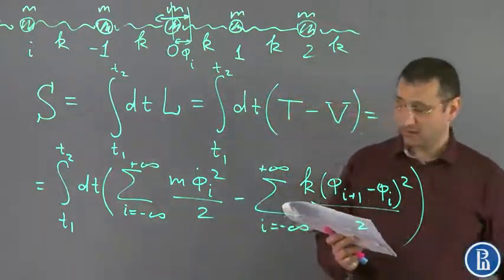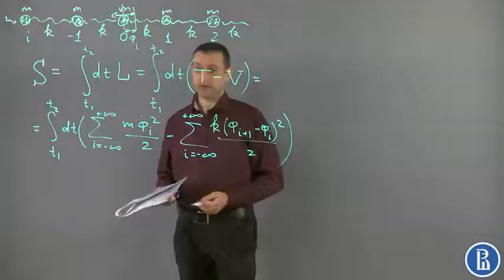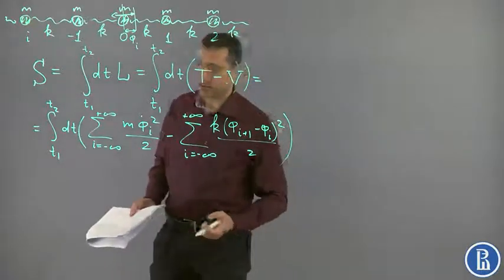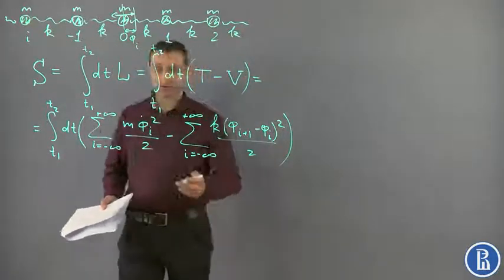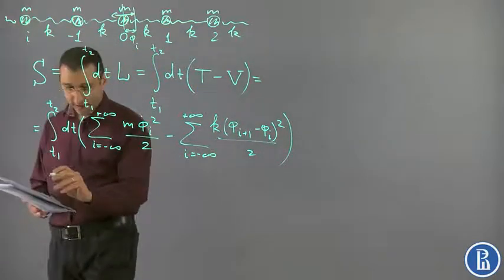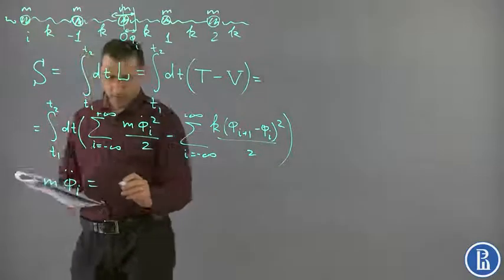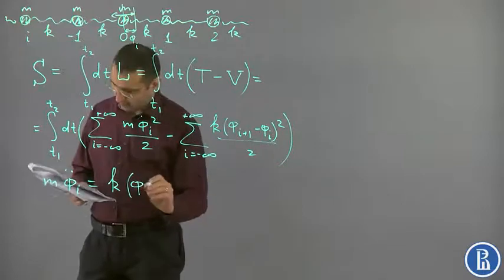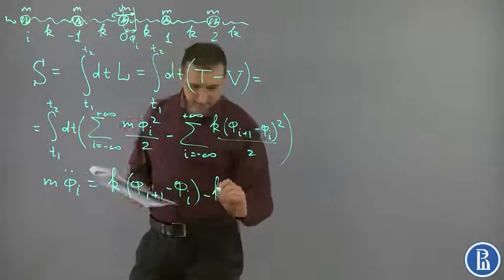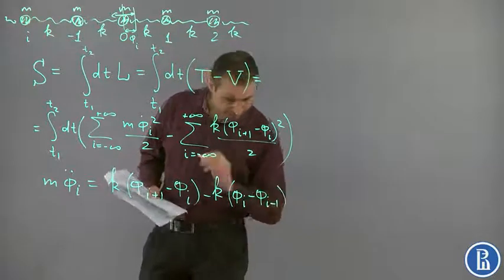Now, it's not hard to see. I assume that listeners of this course know the minimal action principle, at least in the non-relativistic situation. And the minimal action principle in the non-relativistic situation leads from this action to the following equation: m phi I double dot is equal to k (phi I plus 1 minus phi I) minus k (phi I minus phi I minus 1).